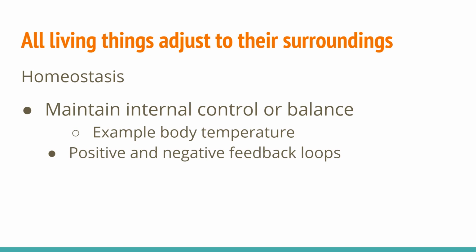Even if it's 100 degrees outside or -10 outside, we can still maintain a 98.6 degree temperature because we are using homeostasis. Now, we are going to talk in detail about positive and negative feedback loops because this is what helps to maintain the control. We will do that at a later time.